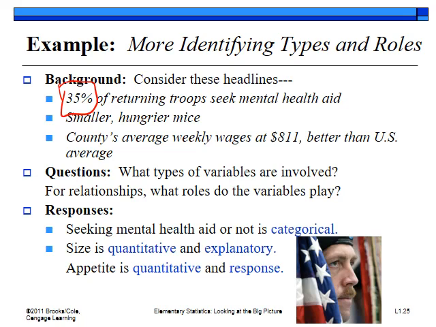In the last one, county's average weekly wages at $811, better than US average. I'm looking at these terms, average, and I'm thinking this is probably quantitative, and it is. In fact, the summary of the mean is being reported. That's a quantitative variable.